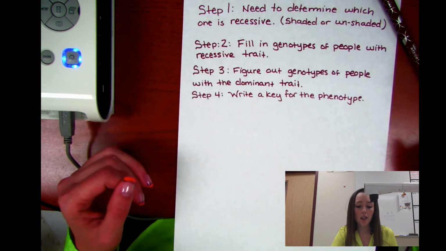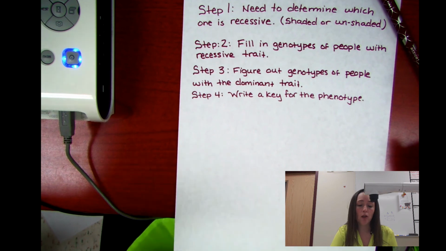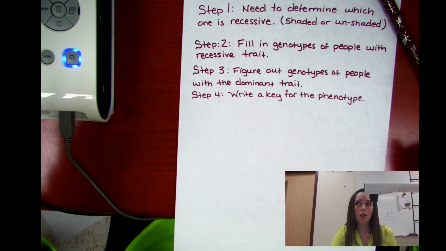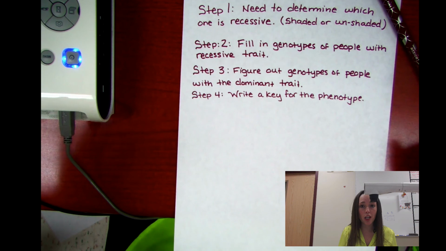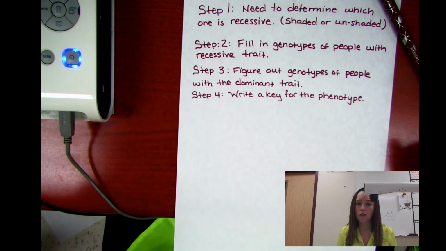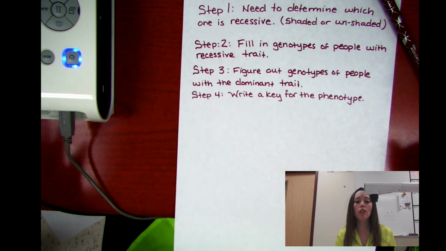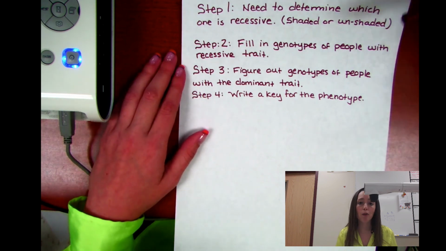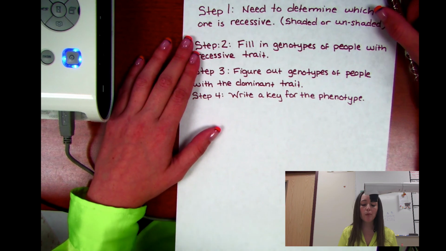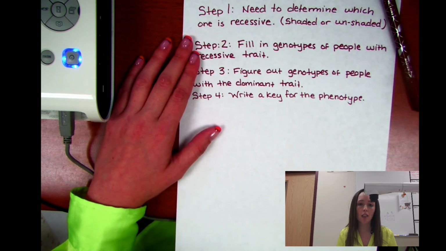So step 1, the first step that I go through in my mind is that I need to determine which one is recessive, the shaded or the unshaded. That's the first thing that I need to do. Once I figure that out, then I could just fill in the genotypes of all of the people that have the recessive trait. So that's pretty easy. Those first 2 steps are pretty easy, and I'll show you how you can figure those out easily.